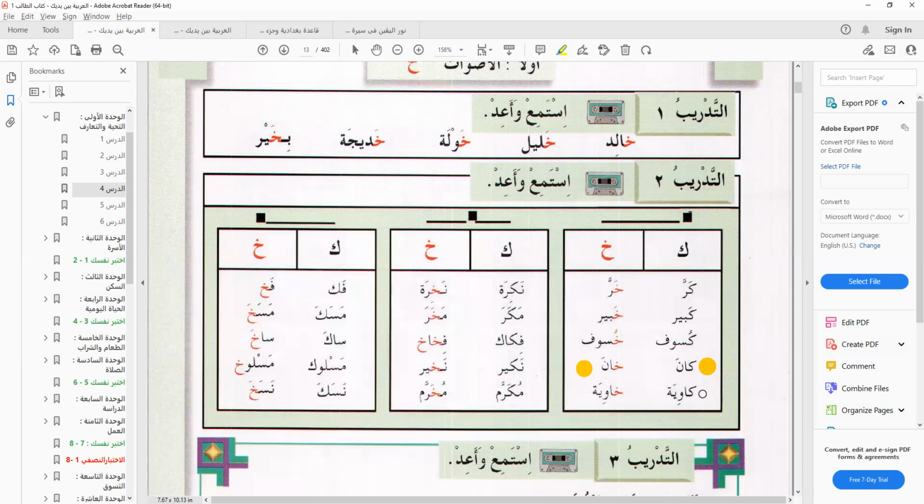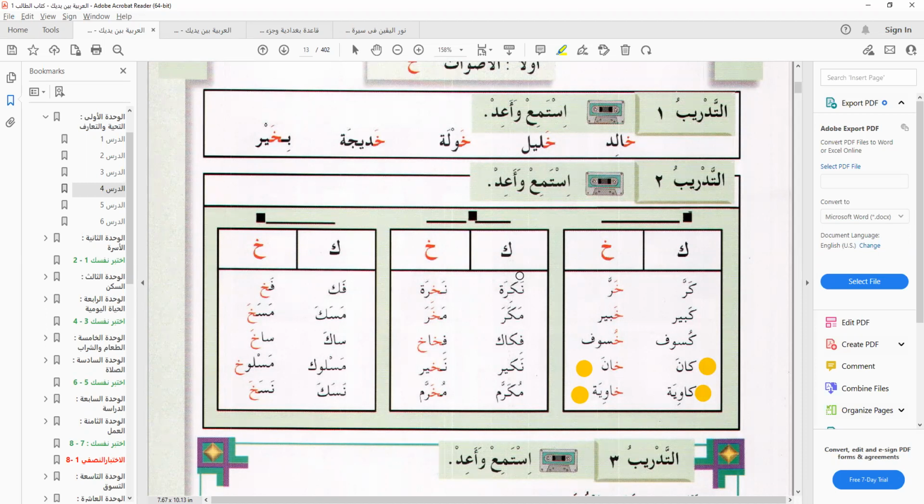Then we have kawiya. Then we have khawiya. Marratan ukhra means again, once again. Karra. Kharra. Kabirun. Khabirun. Khusufun. Kana. Khana. Kawiya. Khawiya. نعم. ننتقل إلى المجموعة الثانية.